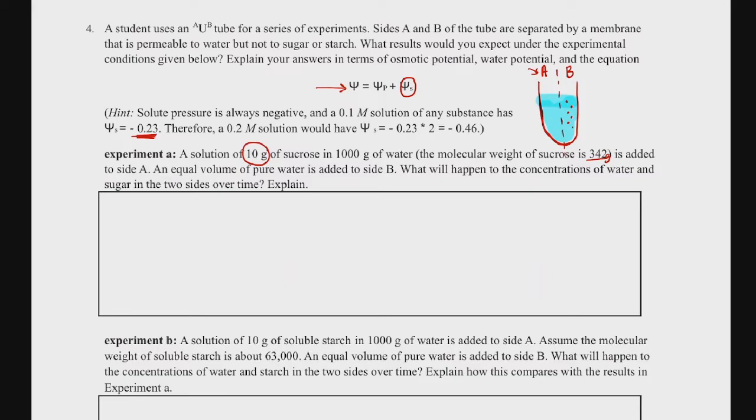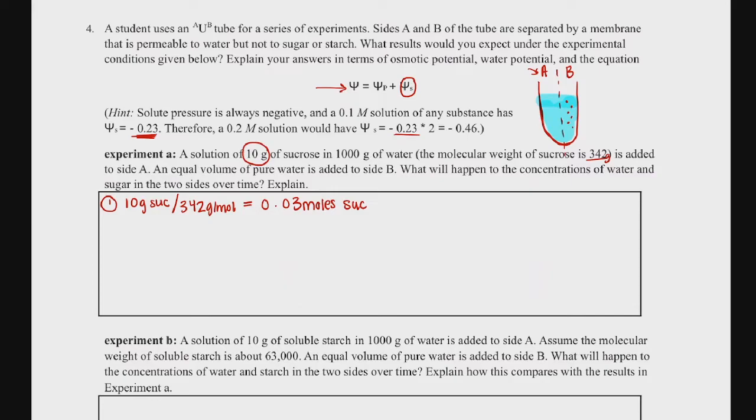So first, we're given our unit of sucrose in grams, and we want to switch that over to moles because that is what we use in our equation. To do that, it's giving us our molecular weight of 342 grams. Therefore, our first step would be to divide 10 grams of sucrose by 342 grams per mole, and this is just equal to 0.03. It would be 0.0342, but I'm just rounding it to 0.03. And that is moles of sucrose.